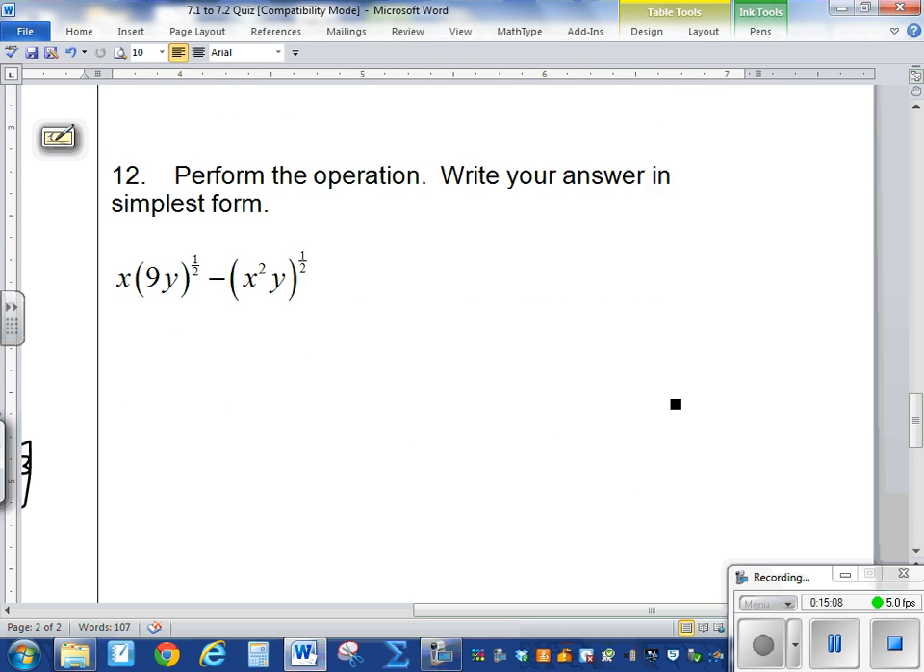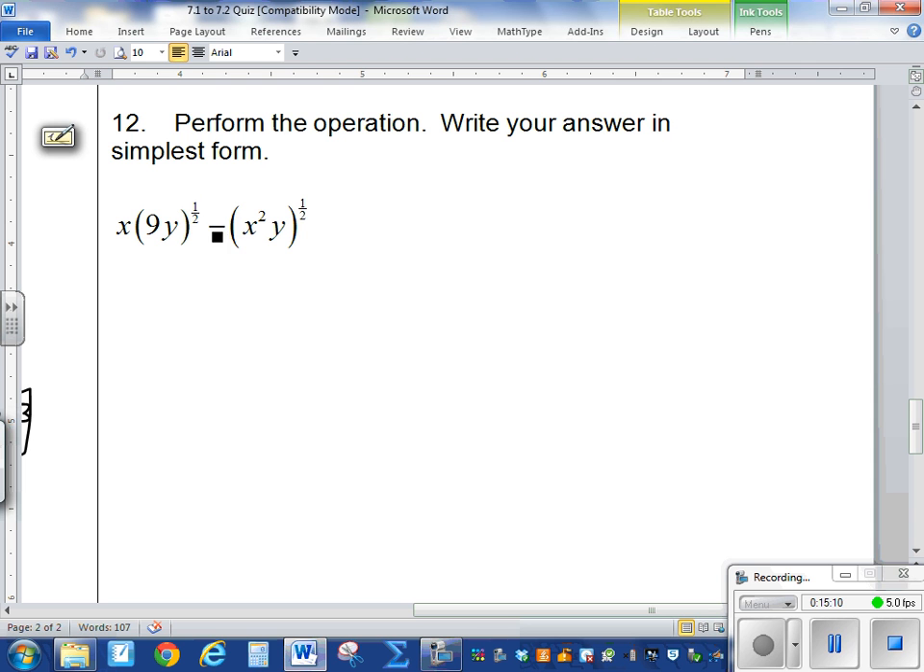next one. Perform the operation. So with this one, you have a power of products. So it needs to go to the products, both of them. These are first powers. So 1/2 goes to both of those. They're not like terms yet, so you can't subtract. So you're going to get x times 9 to the 1/2 power, y to the 1/2 power, minus 2 times 1/2 is 1. So x to the first, y to the 1/2 power.